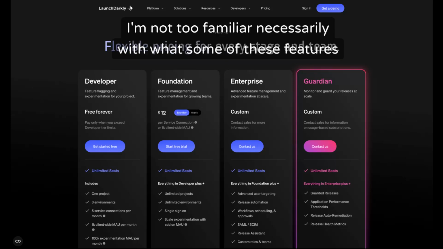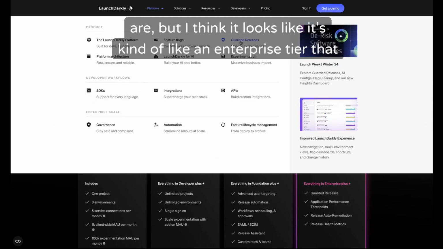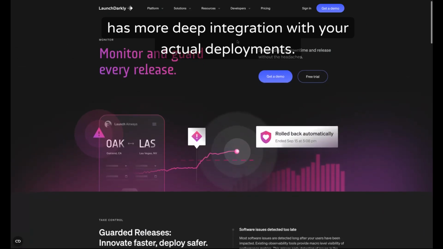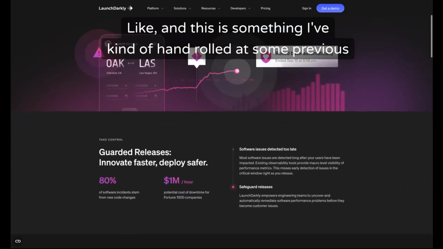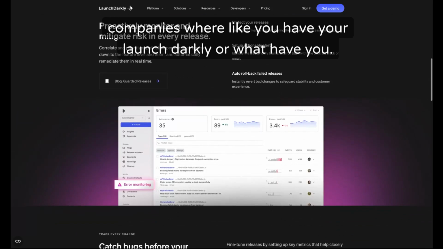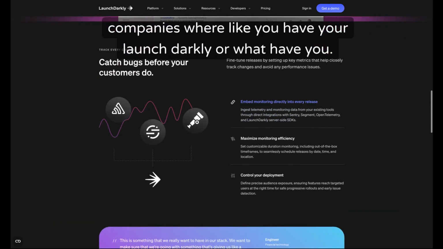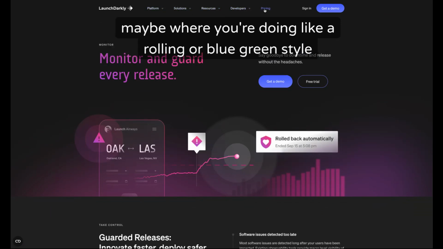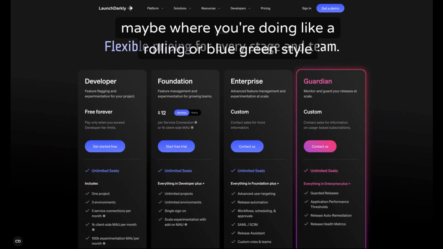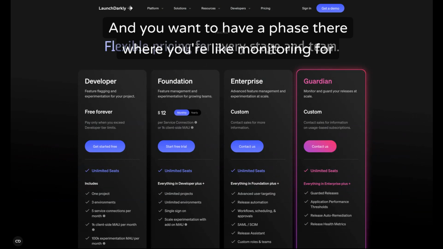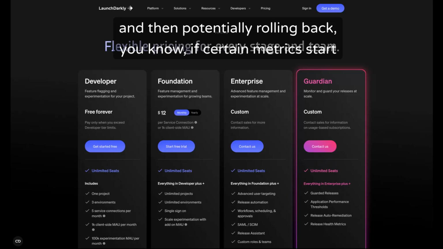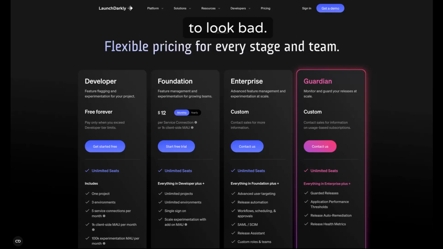So I'm not too familiar with what some of these features are, but it looks like an enterprise tier that has more deep integration with your actual deployments. This is something I've hand rolled at some previous companies, where you have your LaunchDarkly or what have you, and then in my case an ECS AWS type deployment, maybe where you're doing a rolling or blue green style deployment, and you want to have a phase there where you're monitoring for metrics and then potentially rolling back if certain metrics start to look bad.